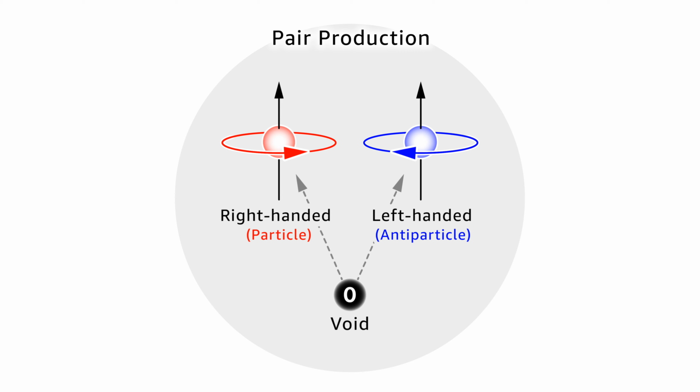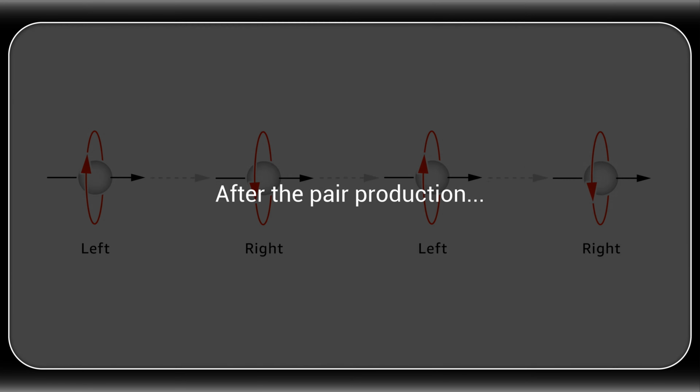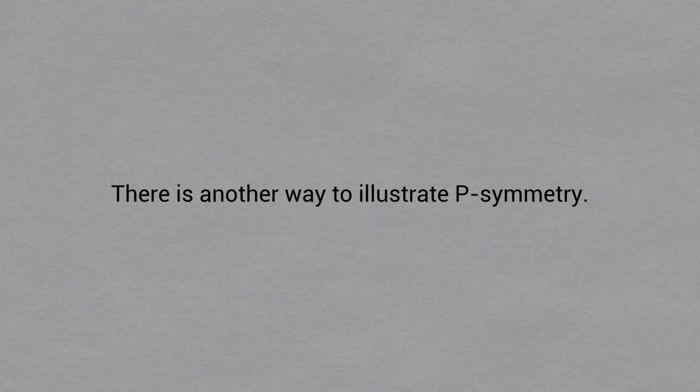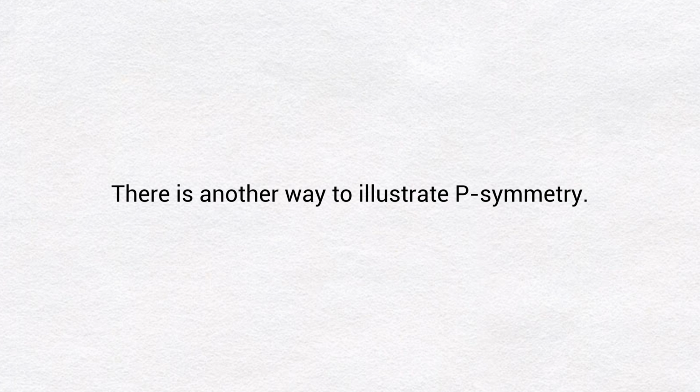This is one type of P symmetry. Note: After the pair production, particles as well as antiparticles constantly flip left and right, as illustrated in this figure. The function of spin will be discussed in the next section. There is another way to illustrate P symmetry.